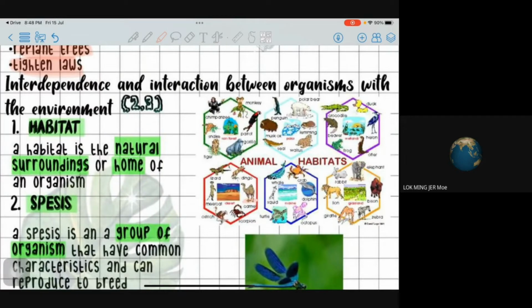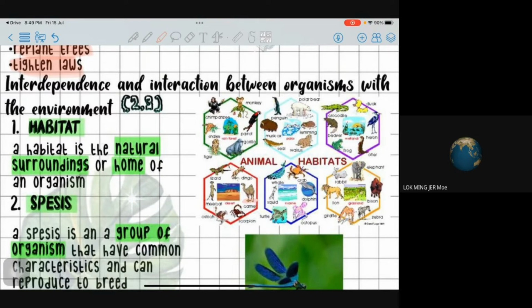Okay, now we move to interdependence and interaction between organisms and the environment. For example, habitats. So this one they like to ask you what is meant by habitat or species. So you need to know how to differentiate them. What is habitat and what is species? So what is habitat? Yeah, it's actually a home. So the keyword is home. Habitat, home.